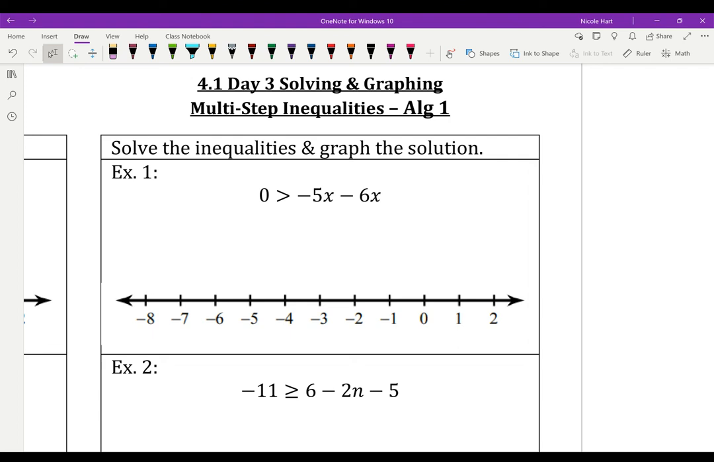All right, guys. Day 3 really is kind of just a review of what we've already talked about with day 1 and day 2, combining all of our ideas together. So I just have a few examples here to quickly talk about, and then we will move on to our next topic. So first, we are going to solve our inequalities, and then we are going to graph them.